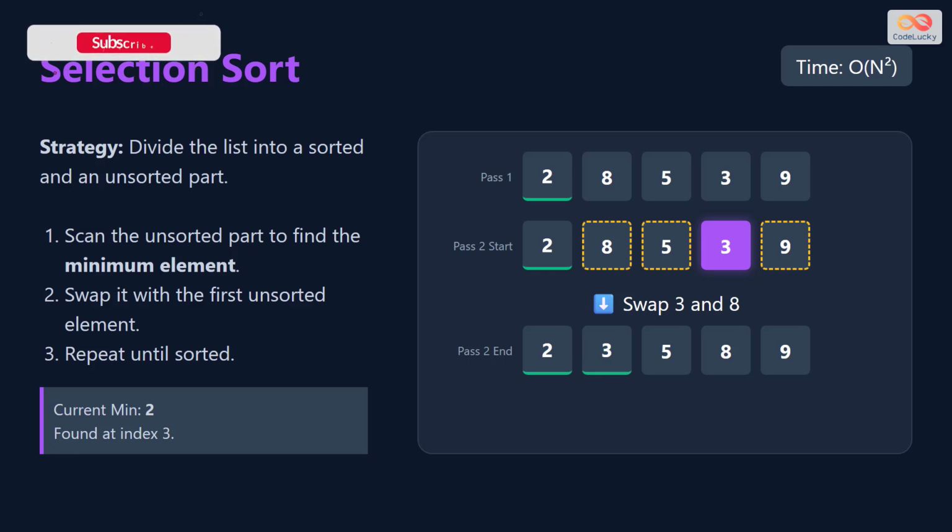Next is selection sort. This algorithm divides the list into a sorted part and an unsorted part. It repeatedly scans the unsorted section to find the absolute minimum value, and then swaps it with the first unsorted element. It essentially selects the best candidate and places it in order one by one.